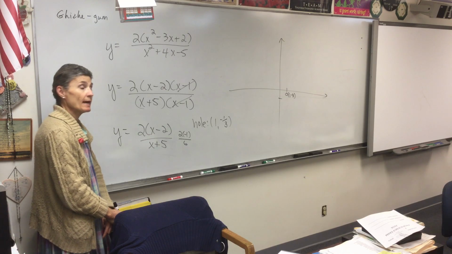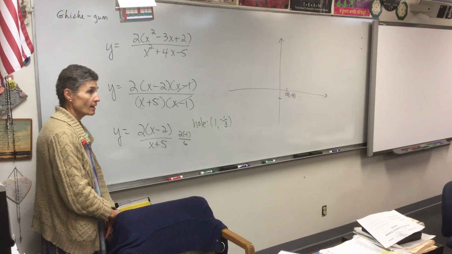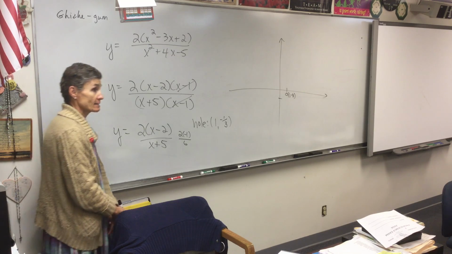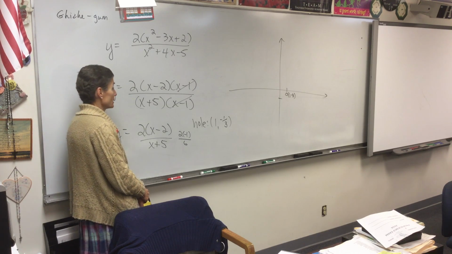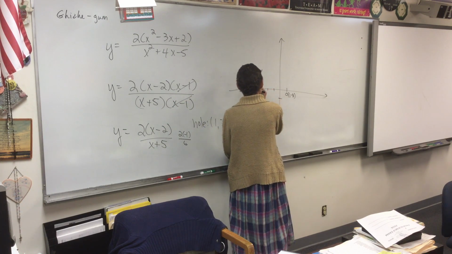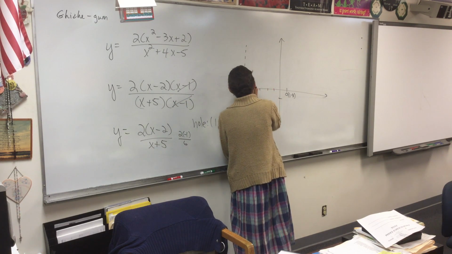All right, have you worked ahead? Have you gotten anything else done? Vertical asymptote, where'd you put it? At -5. We have a vertical asymptote at -5.